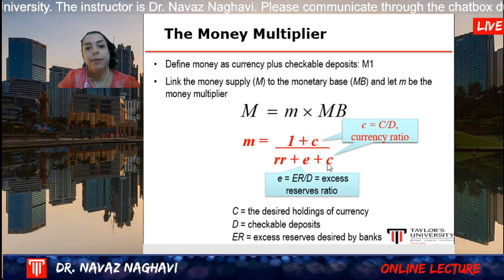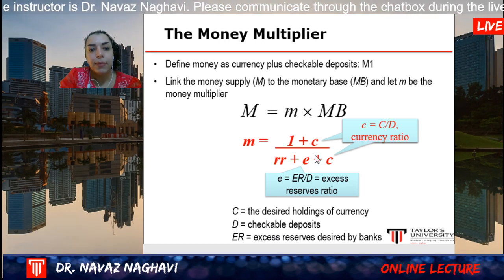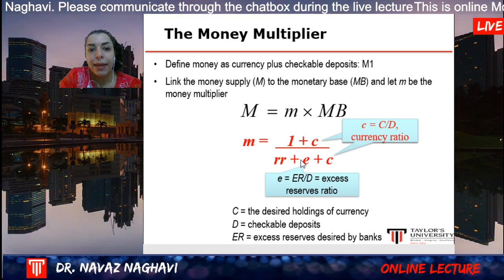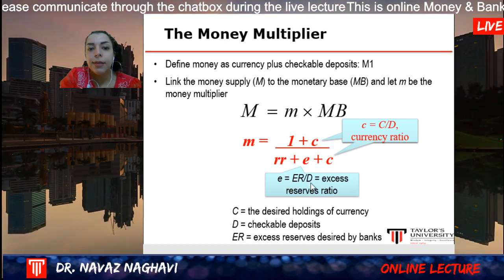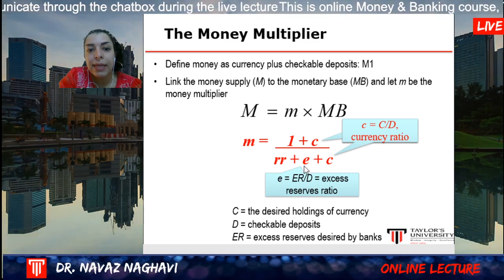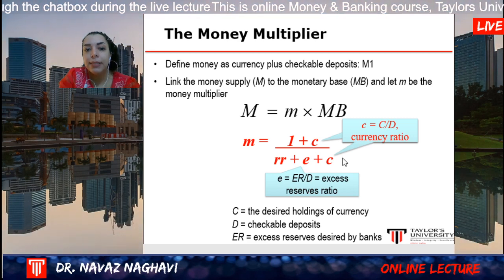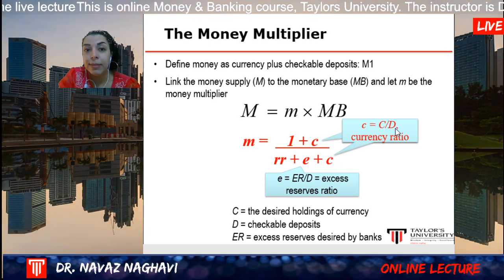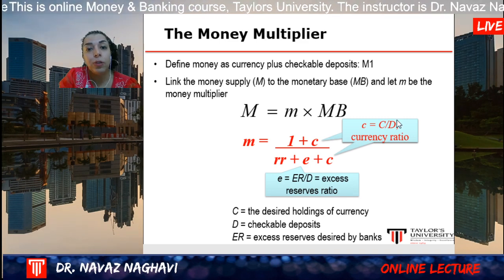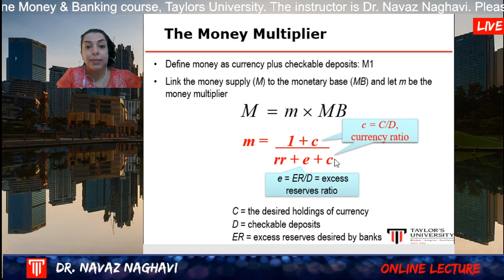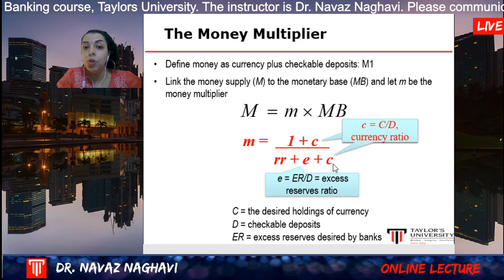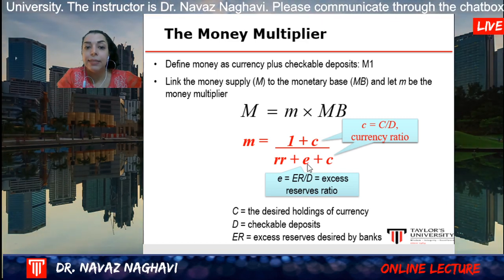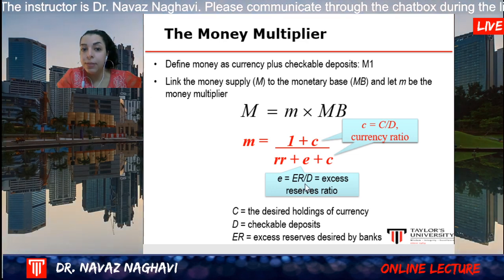So what are the factors that we add? We know that E is excess reserve. It is the amount of excess reserve desired by the bank, right? And the formula is excess reserve over total deposit. So do remember that this e in this formula is a ratio. The same is true of small c, which is a ratio. Ratio of what? The ratio of currency over total deposit, because not all of the total deposit is in the shape of reserve. Some of it is in the shape of currency. So small c is the currency ratio, and small e is excess reserve over the total deposit.